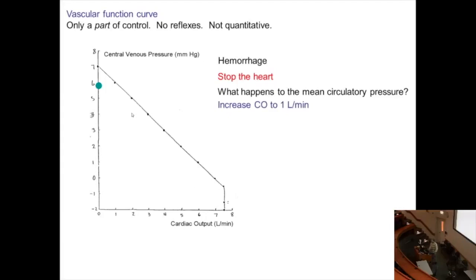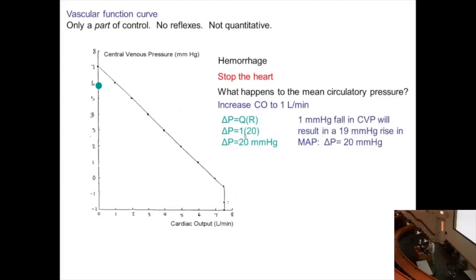Now, what happens if I increase cardiac output to 1 liter per minute? Well, my resistance is 20, and my cardiac output is 1, and I need a delta P of 20 millimeters of mercury. If I remove enough volume from the veins to drop it 1 millimeter of mercury, I get a 19 millimeter rise on the arterial side, and I get a delta P of 20. So I put another dot there.